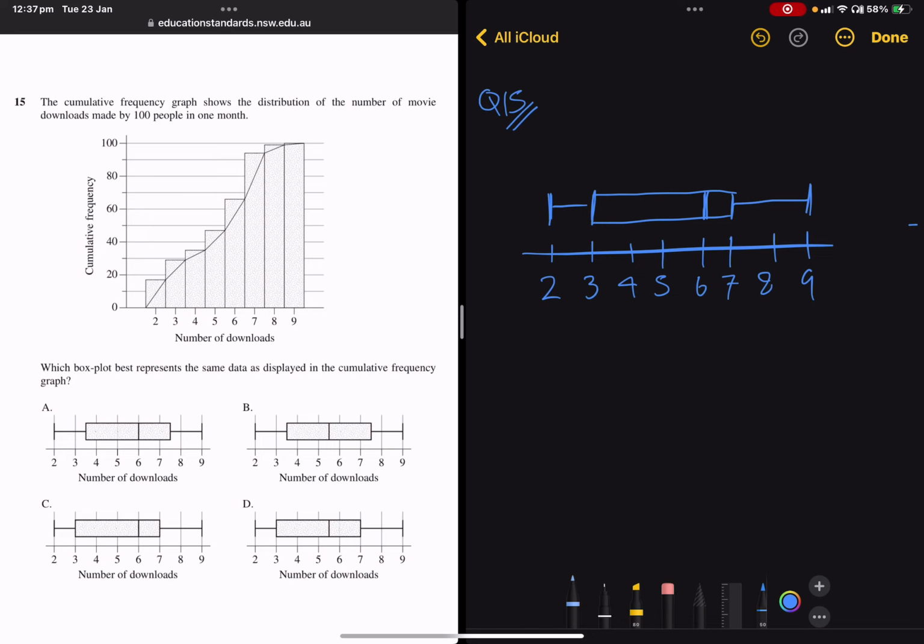Now, of all of the possible box and whisker plots here, the one that is exactly like this is C. And so C is going to be the best possible box and whisker plot that represents the cumulative frequency graph. And C is in fact the correct answer.